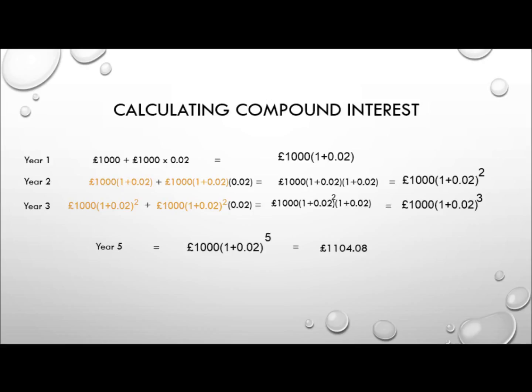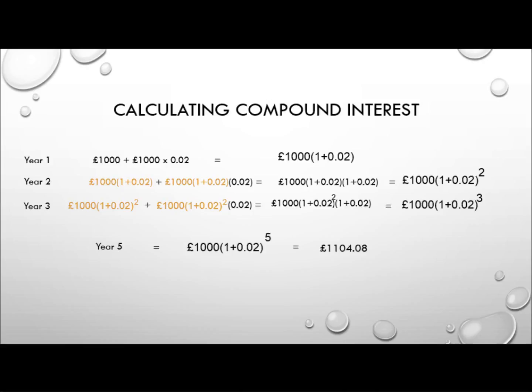Now at the end of year 2, what we've got is the balance from year 1 plus the interest on the balance from year 1. So this time, instead of factoring out £1,000, we're factoring out the balance from year 1. So what we're left with is £1,000 times (1 plus 0.02) times, again, (1 plus 0.02), for the same reasons as in year one. Now we know that anything times itself is that thing squared. Since we've got (1 plus 0.02) times (1 plus 0.02), that can be rewritten as (1 plus 0.02) squared, or (1 plus 0.02) raised to the power of 2.